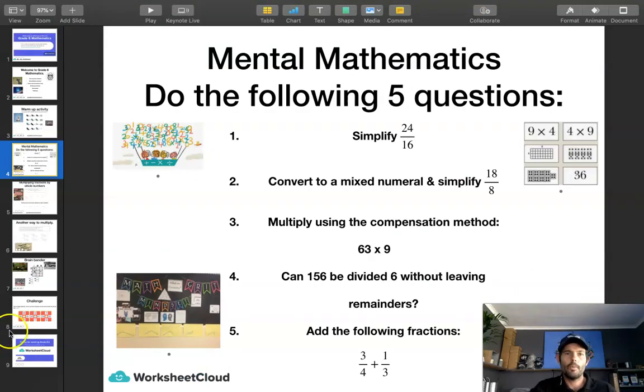So just to recap on adding and subtracting fractions. You can add and subtract fractions when the denominators are the same. If the denominators are not the same, you need to look for a lowest common denominator. And then whatever you do to the denominator to make it into that lowest common denominator, you need to do to the numerator, as I showed you in the mental mathematics question 5.